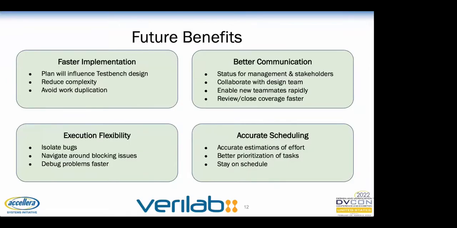So there are 4 benefits that we have seen in our projects by applying this approach. First, the test bench implementation usually goes faster. The plan influences how we structure the test bench and write our code. The solutions are more organized, less complex, and we avoid work duplication. For example, we can design our UVM sequences with control knobs that align to the plan. We then use this to provide nice APIs for controlling any mixture of features we need.